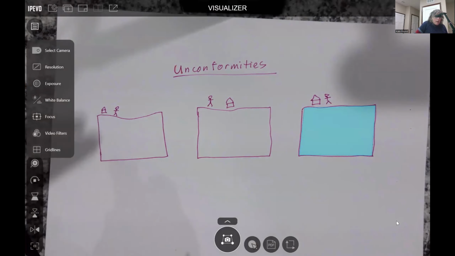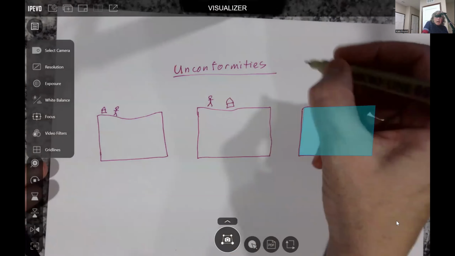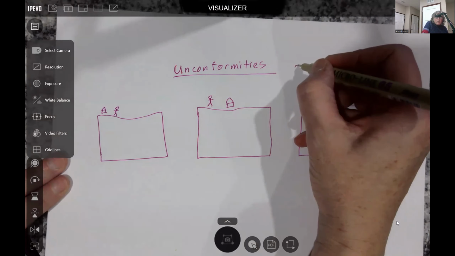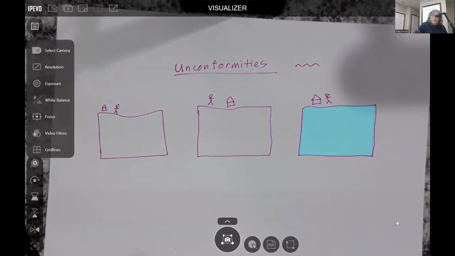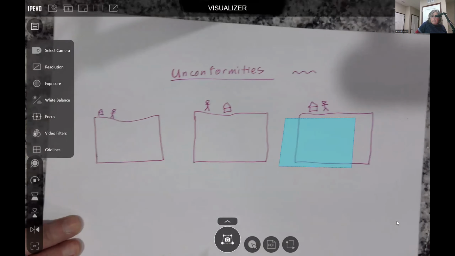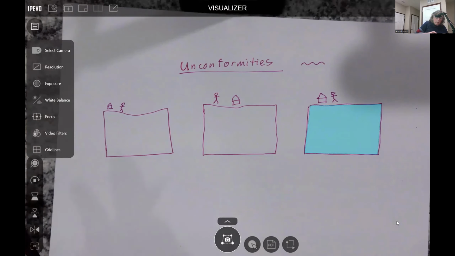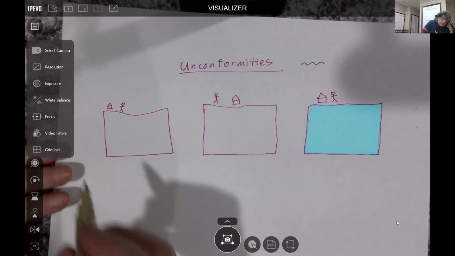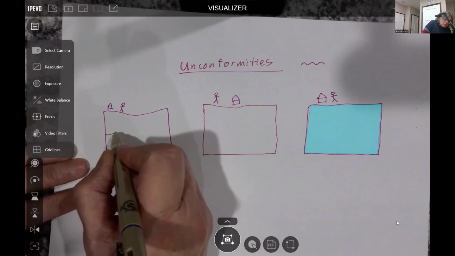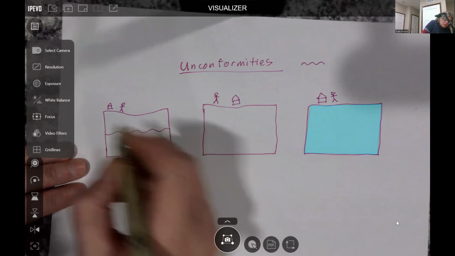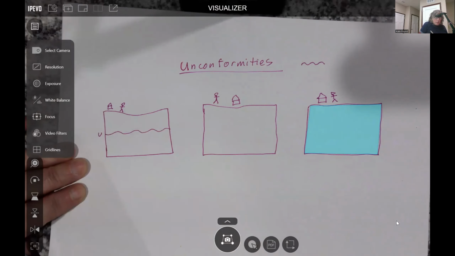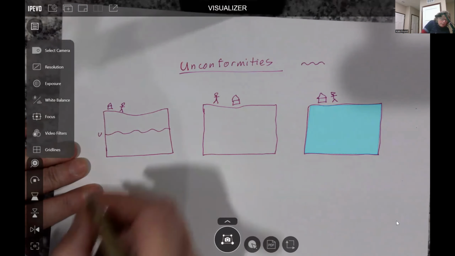Now, unconformities are typically, but not always, represented by a curvy line. Why is that blue? So just bear that in mind. This isn't always the case. But what we're going to do here is I'm going to label this U for unconformity.